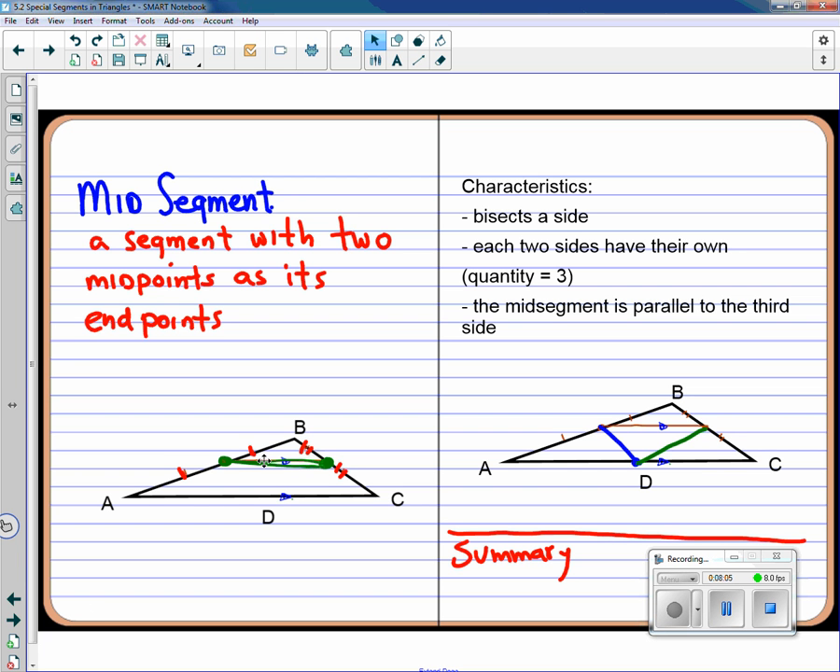And then the mid-segment is parallel to its third side. So this green mid-segment connects two sides, and it's parallel to the third side, the side that it's not playing with. Okay? For instance, here's a midpoint, and this one down here, we'll call this one the midpoint. That segment right there is parallel to that side. Okay? So we need to keep these characteristics in mind as we move through this section. Part of this is going to be coming to us through practice, and some of it's just memorization.